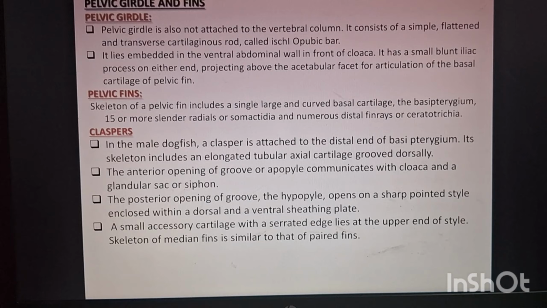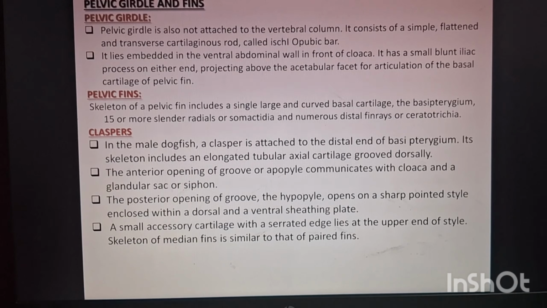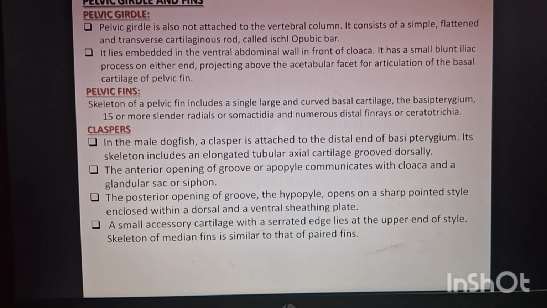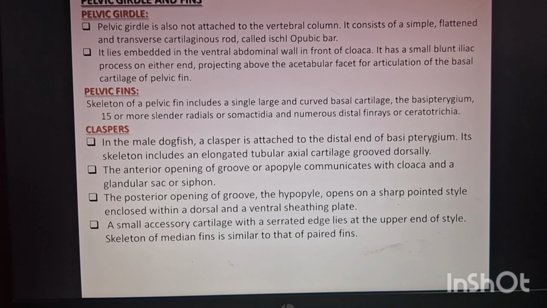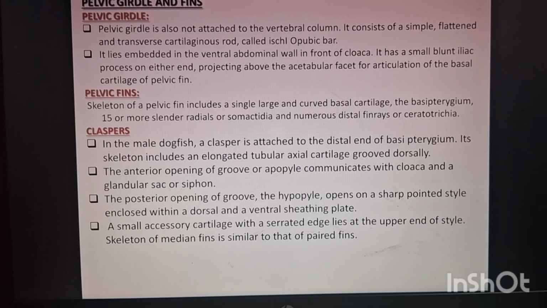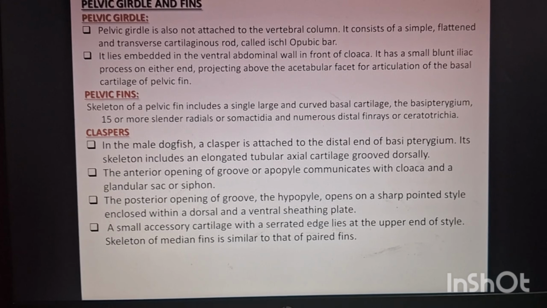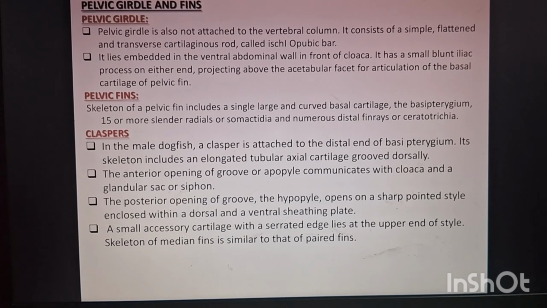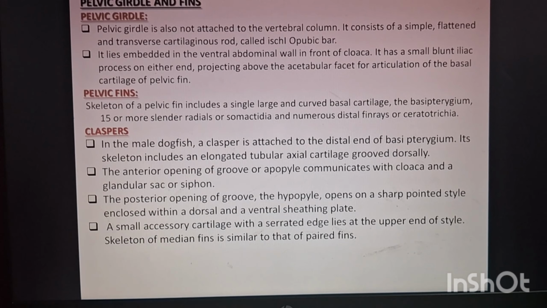Next, pelvic fins. The skeleton of a pelvic fin includes a single large and curved basal cartilage, the basipterygium, 15 or more slender radials or actinosts, and numerous distal fin rays or ceratotrichia. Next is claspers. In the male dogfish, a clasper is attached to the distal end of the basipterygium.